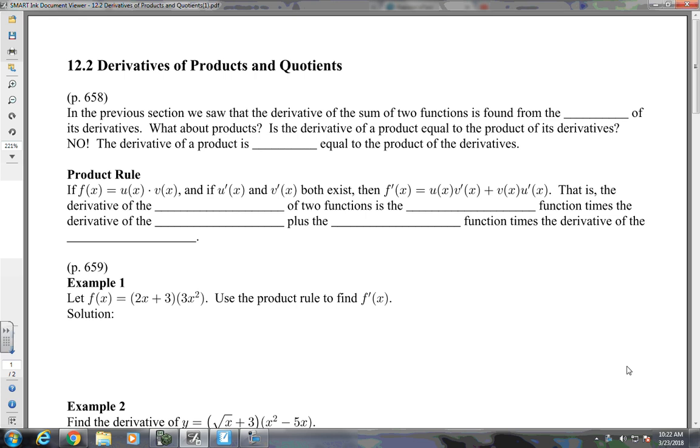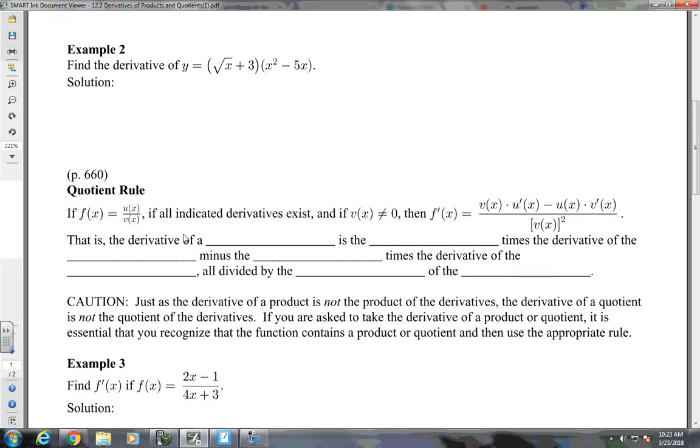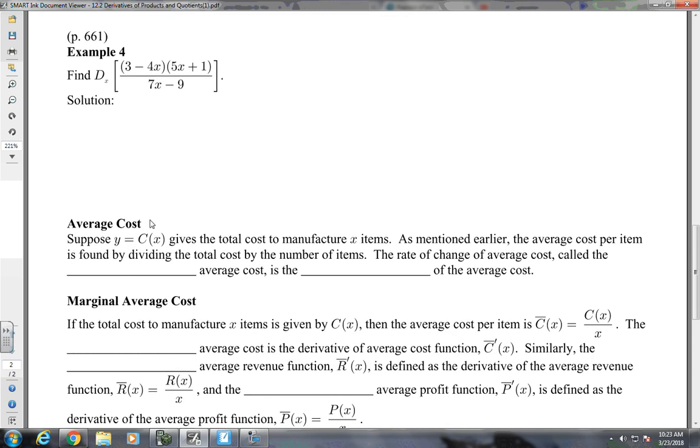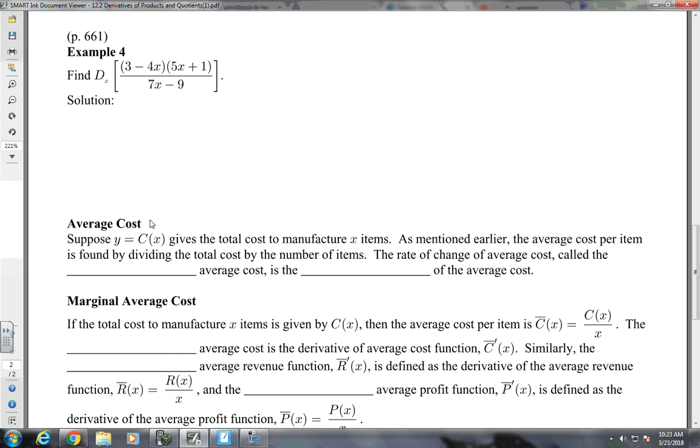So take some time to learn the product rule, go through examples 1 and 2, then take some time to learn the quotient rule and work example 3. Remember, these are worked out in your textbook or in your e-textbook. When you get ready to work example number 4, restart this video and I'll go through this one with you.